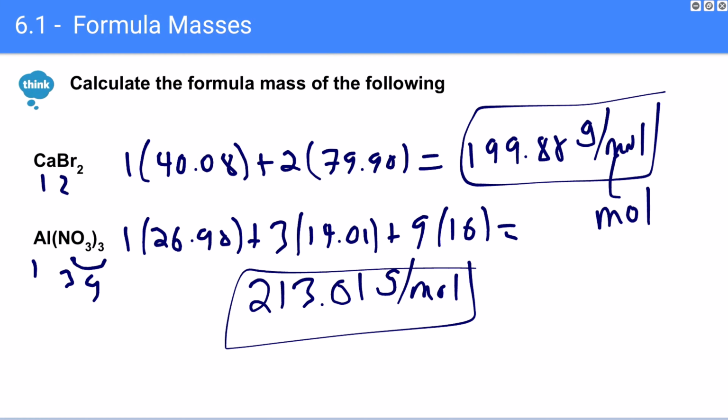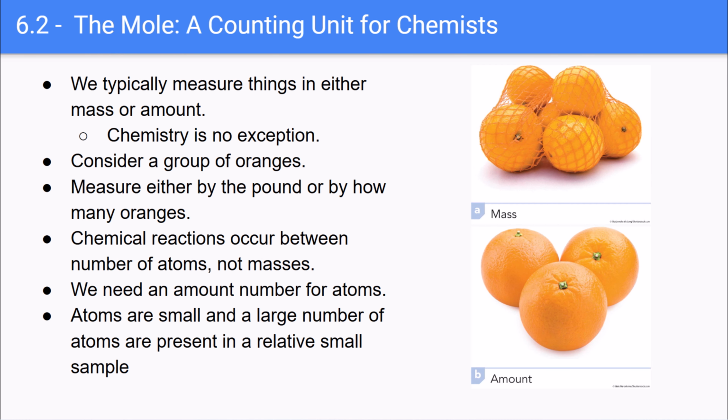Okay. So again, just straightforward there. We've done this before. We'll continue to do this again moving forward. So whether it be in science or just in day-to-day life, we typically measure things in one of two ways. We measure things either in mass by weighing it in grams or pounds, whatever, or by the amount of something, and chemistry is no exception.